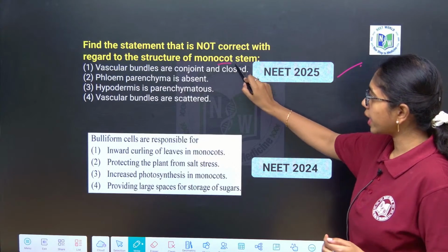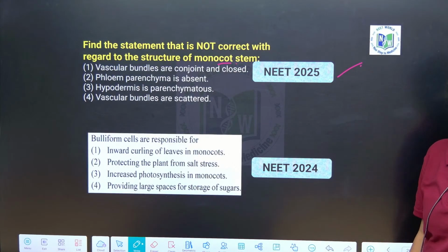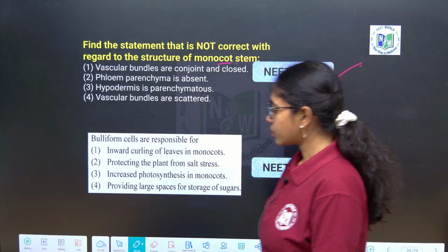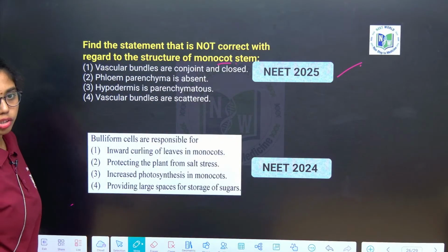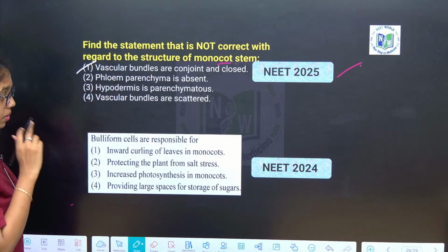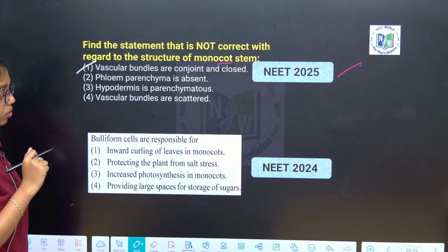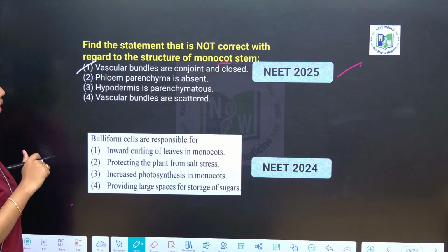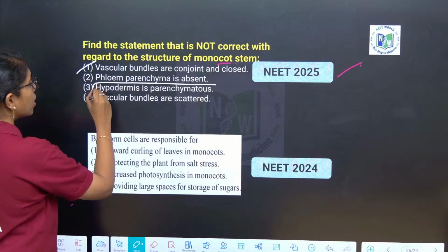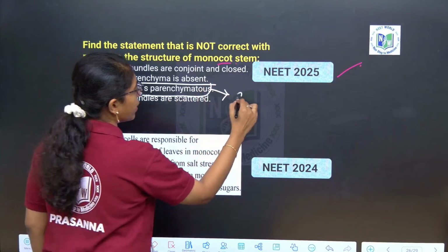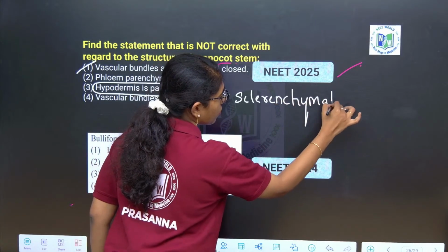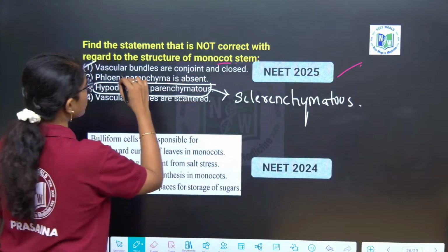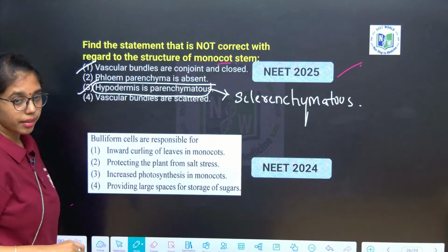Monocot stem we have gone through, right? Vascular bundles are conjoint and closed. In dicot stem it is conjoint and open. Next. No. And next. Wrong. Hypodermis is what? Very good. It is sclerenchymatous. So, what is the option, ma? 3, right? Next.